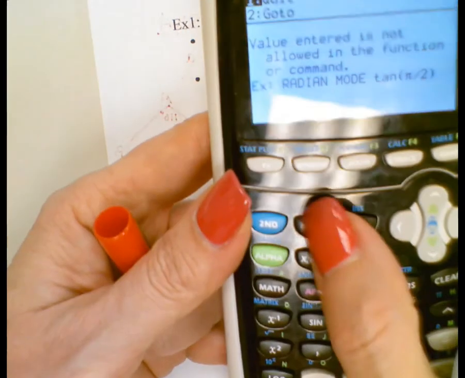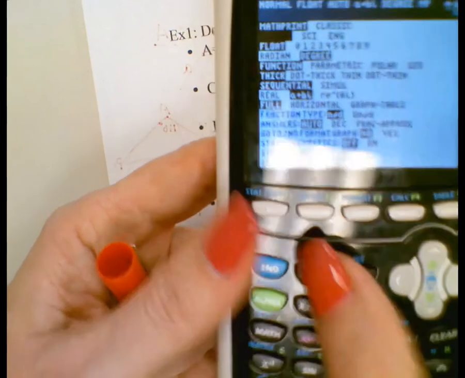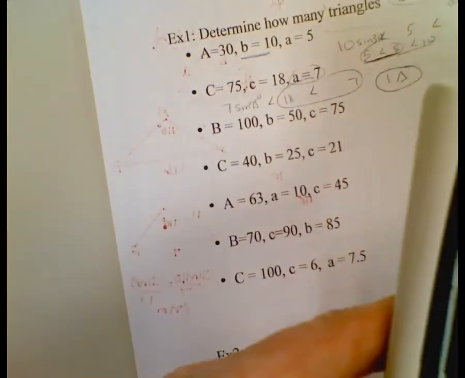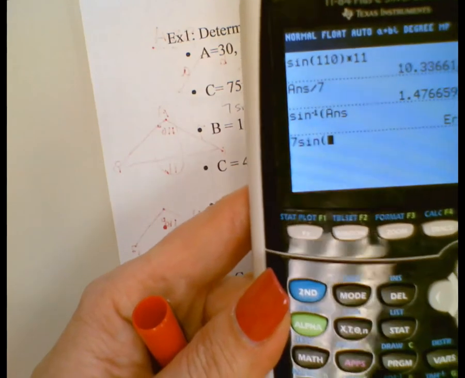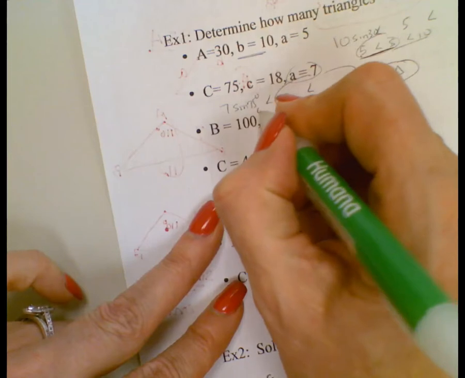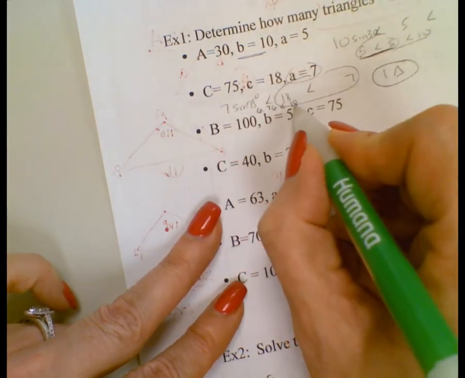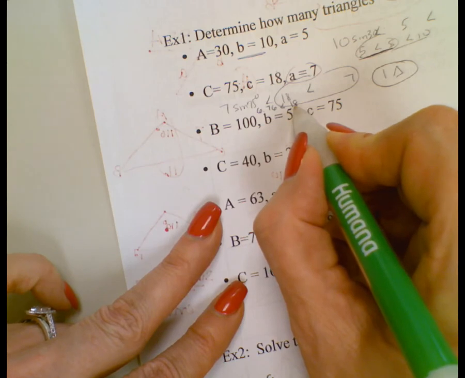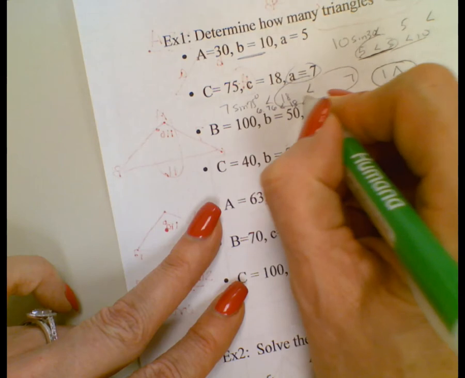But sine 75, if you want to do 7 sine 75, make sure I'm in degrees. Okay. So if you did 7 times sine 75, you get 6.76. So this is 6.76. So this is true. 6.76 is less than 18. So you have at least one triangle at this point. So you keep going. Well, this part is false. So you don't have 2, just have 1.